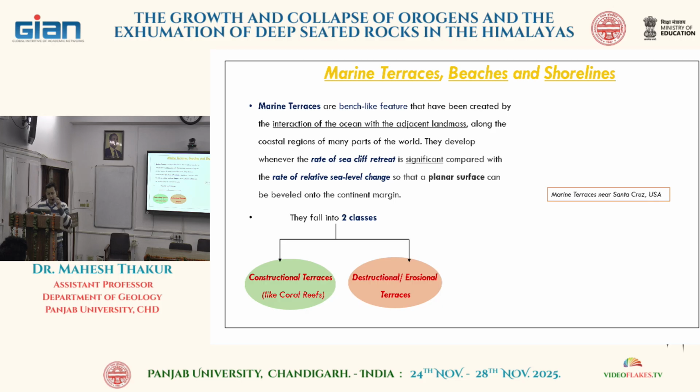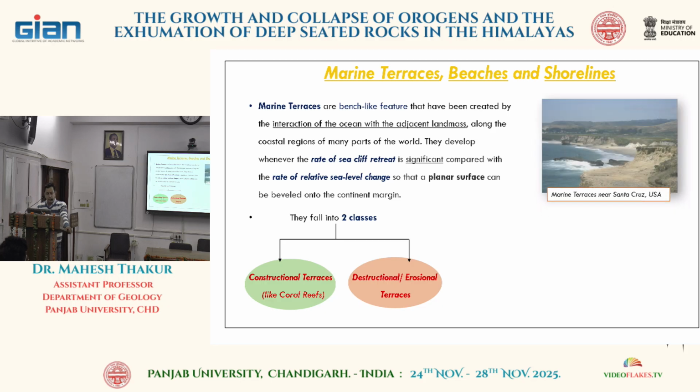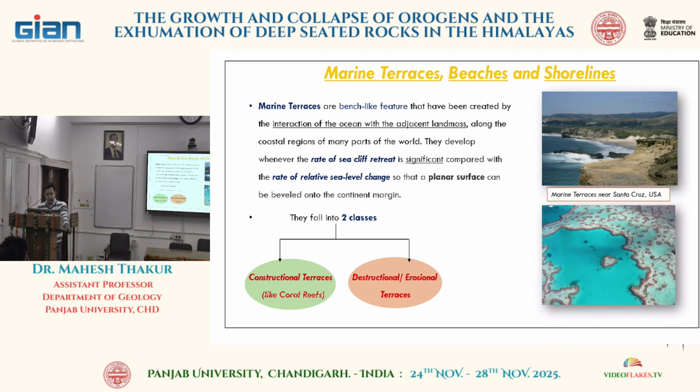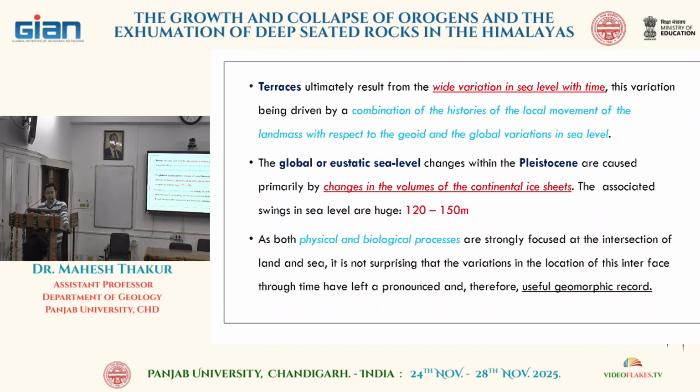Marine terraces, beaches, and shorelines can also act as constructional and destructional geomorphic markers. One important thing is that the global or isostatic sea level changes within the Pleistocene are caused primarily by change in the volume of continental ice sheets. Associated swings in the sea level are huge, 120 to 150 meters.